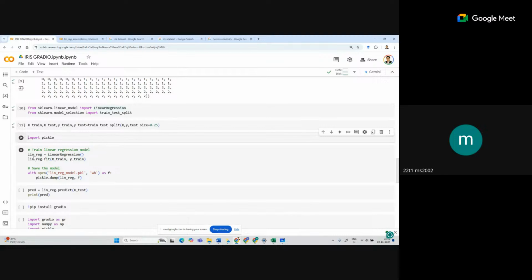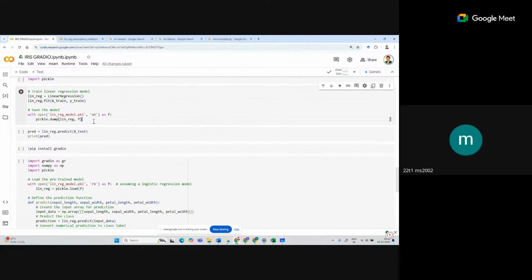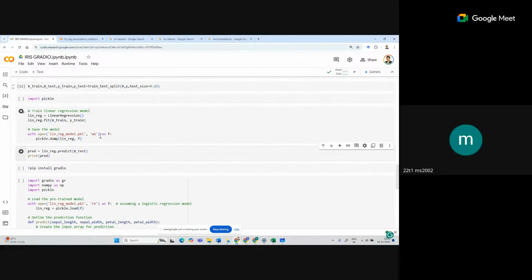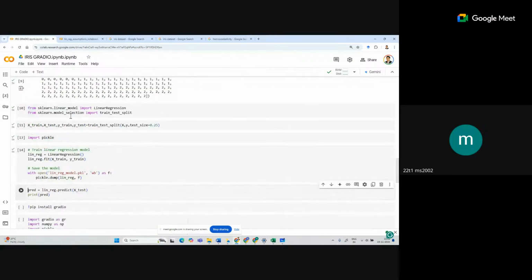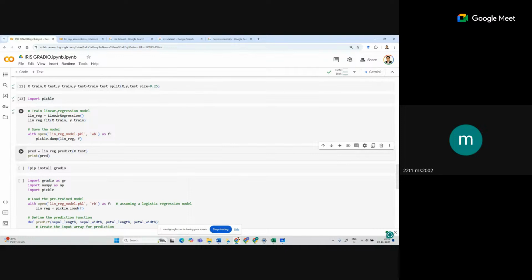I'm building a linear regression model and storing it in lin_reg, and then fitting this regression model to my train data. Are these two lines clear? Then this pickle file is out of syllabus, out of scope, but good to know. If you don't understand, don't worry. I'm going to save this regression model in this pickle file.